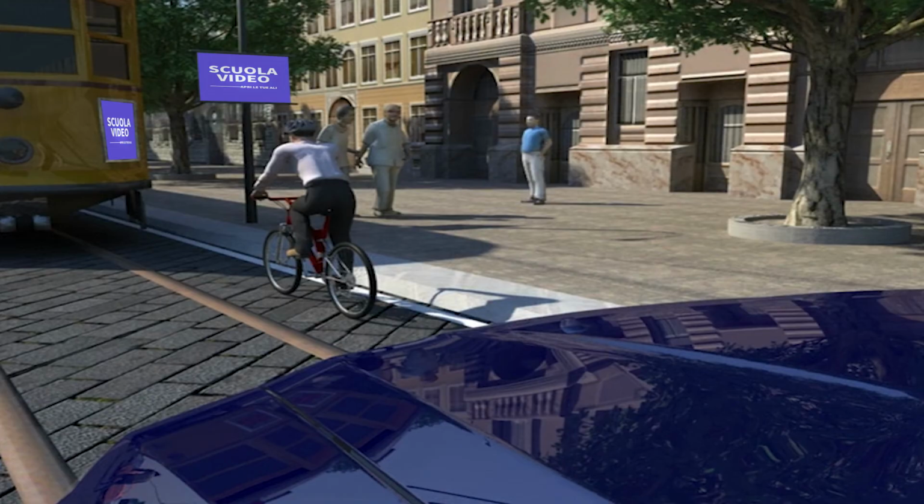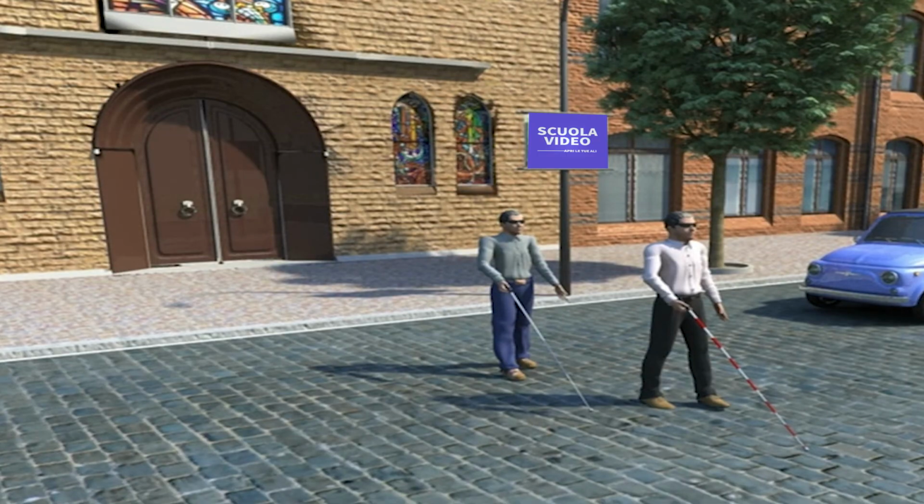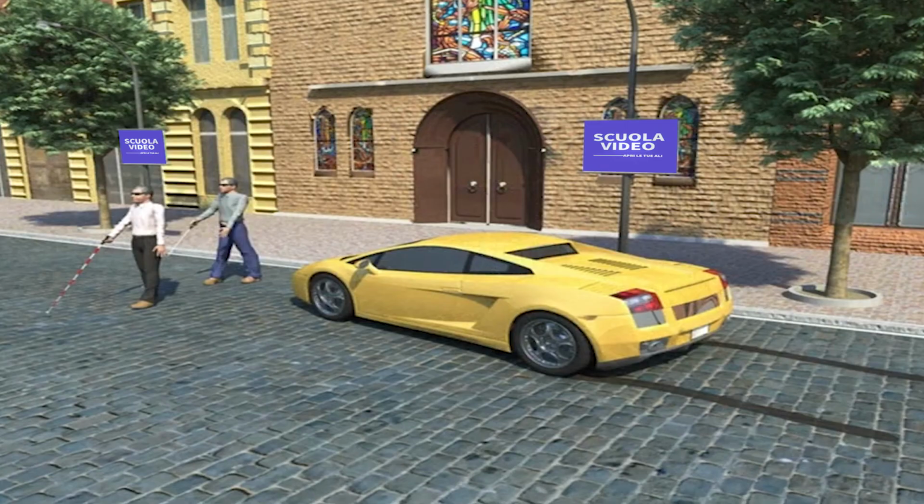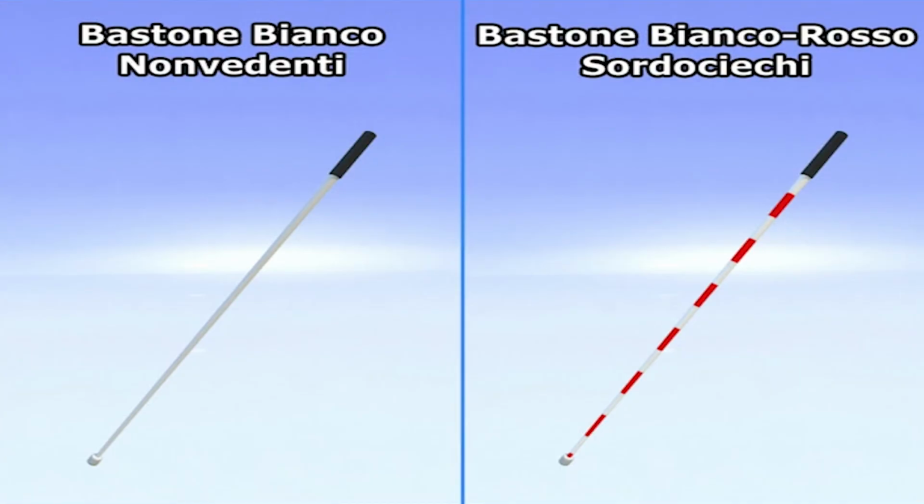The driver must stop and give way to the blind pedestrian with the white cane and the deaf-blind pedestrian with the white and red stick who cross the road outside the pedestrian crossing, even if not far away, facilitating their crossing, even if they are not accompanied by a guide dog, also avoiding abrupt braking or honking so as not to frighten them. The behavior towards the blind pedestrian with the white stick is also valid towards the deaf-blind pedestrian with a red and white stick.